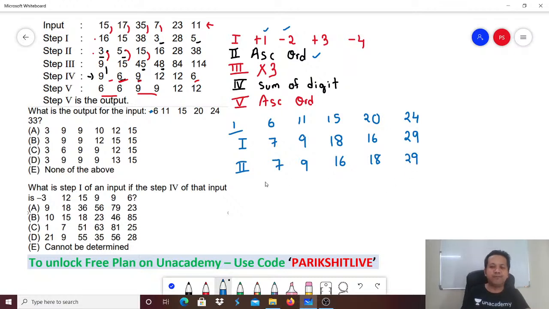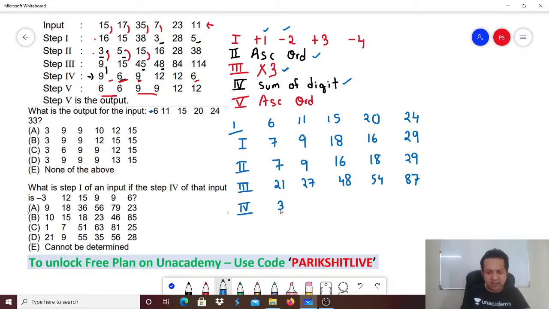This is step 2. Next, step 3. What is happening in step 3? Into 3, every number you have got to multiply with 3. So 7 into 3, 21, 9 into 3, 27, 16 into 3, 48, 18 into 3, 54, 29 into 3, 87. Step 3 is done. Next, step 4. What is happening in step 4? Sum of the digits. So add it.